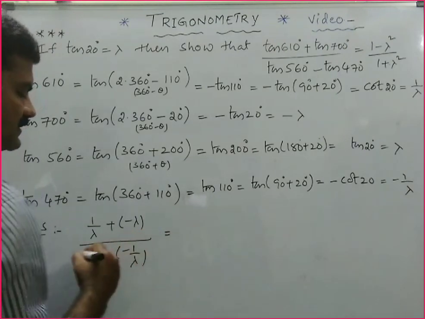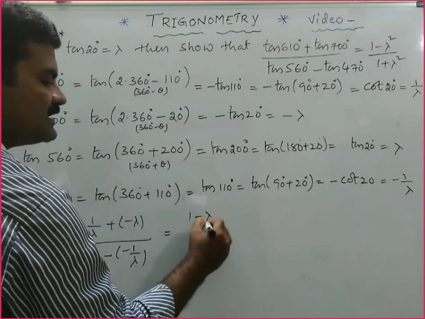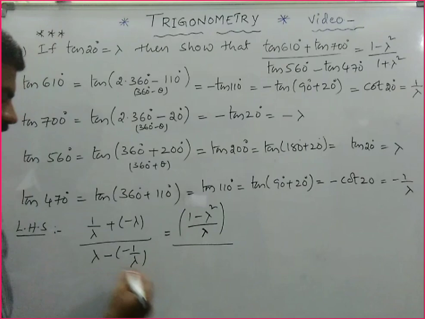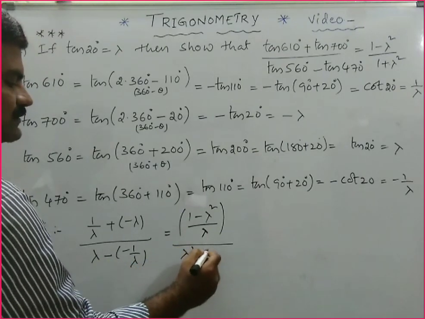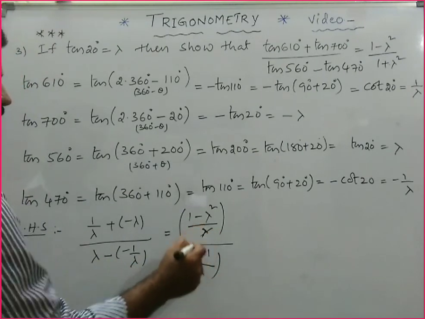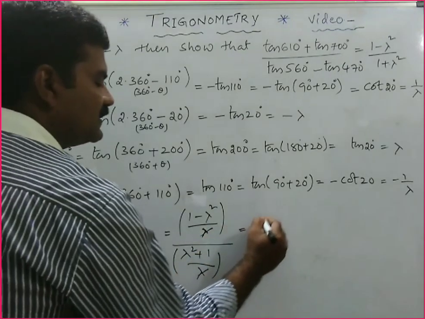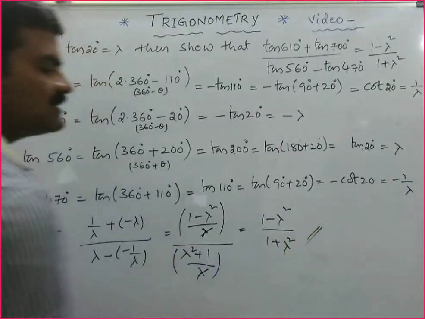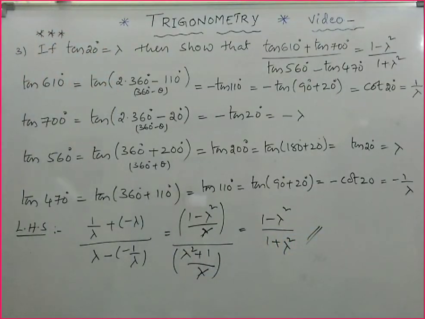So now if you go for cross multiplication, 1 minus lambda square by lambda, and whole divided by lambda square plus 1 by lambda. So denominators are getting cancelled. Therefore, which is equals to 1 minus lambda square by 1 plus lambda square, which is a very important model. Every year, in any competitive examination, you can expect at least one question, right?